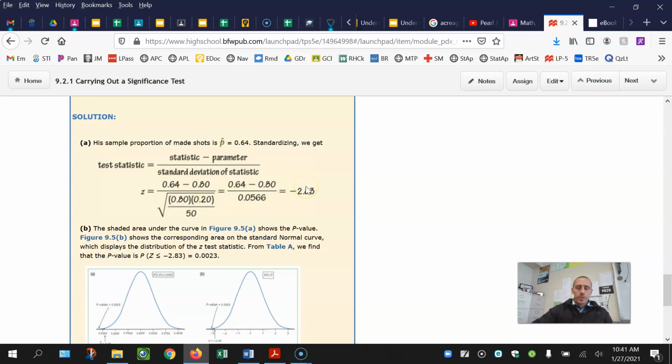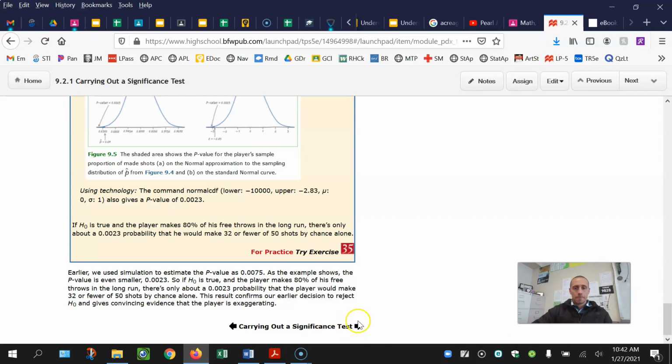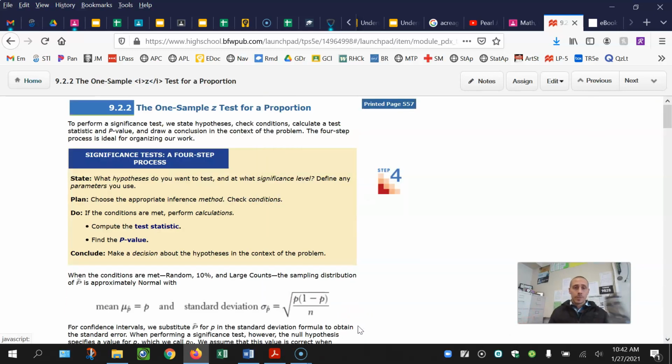Calculating a z-score, doing normal CDF. This was a one-sided test or one-tailed test. So I would just find the area under the curve from negative infinity to that, comma 0, comma 1. And that's going to give me my p-value, which is 0.002. Just like we talked about last section, that's a conditional probability. If the null is true, if this guy or girl makes 80% of his free throws, there's a 0.002 probability that he's going to make 32 or less by chance alone. So we start to think this person is not being truthful. Could we be wrong? Sure. That's type 1 error.